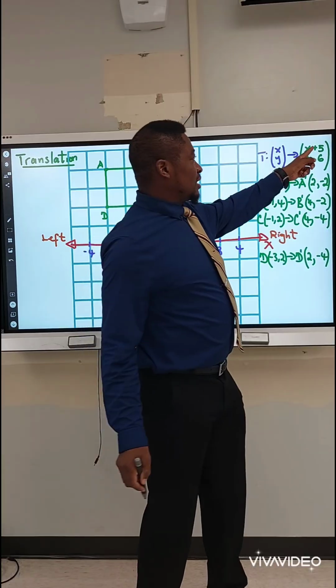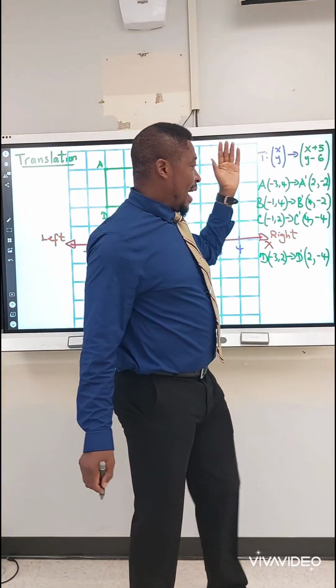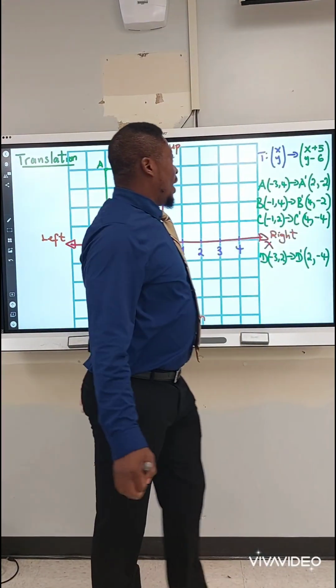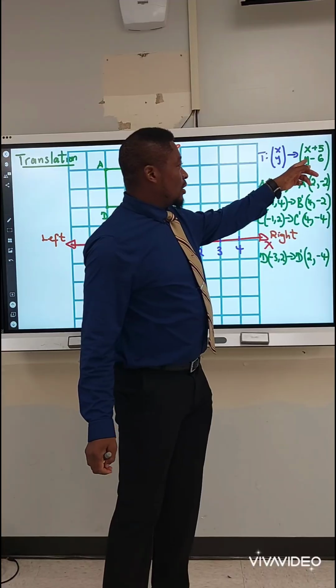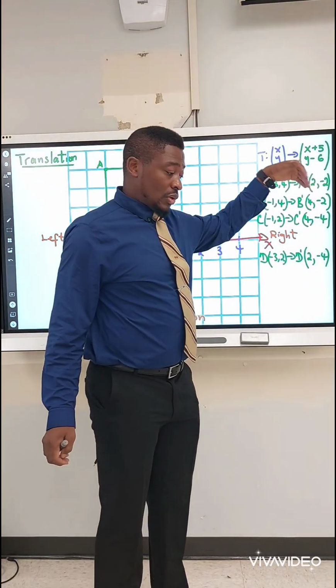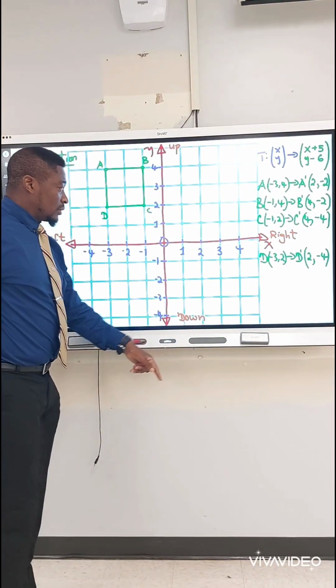We go to the right because it's a plus 5. When we add, we go to the right. Why are we going down? Because on the y coordinate, we're subtracting 6. So it goes down. Remember, down on the y coordinate.